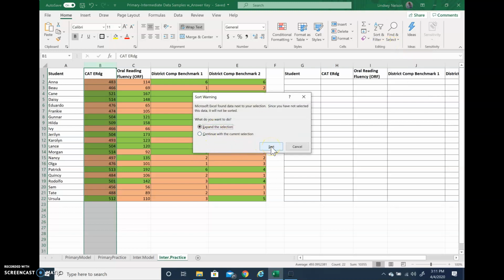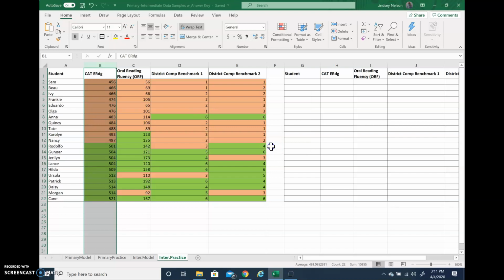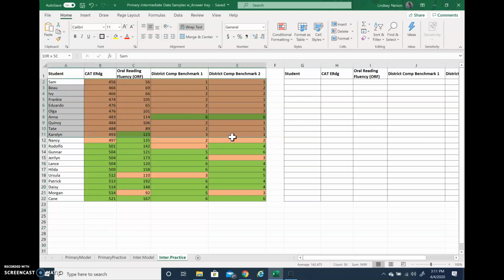We'll expand the selection so it includes the other data points and the names. Now I can see clearly which of my students were below the benchmark score in that first assessment. It also makes it much clearer as I look across to see that there are some great similarities amongst this data.